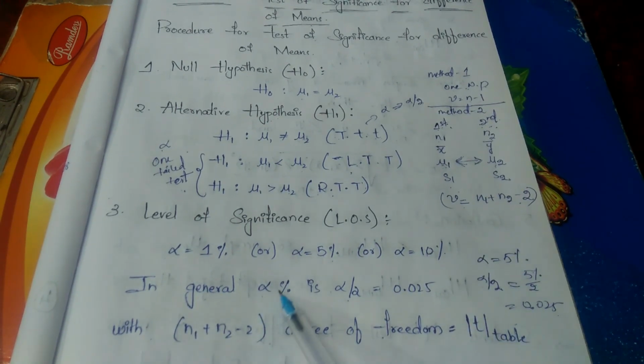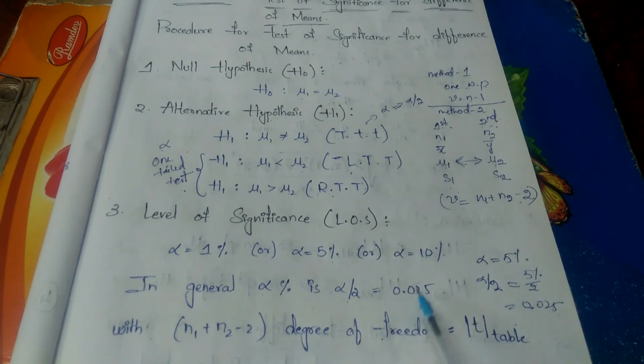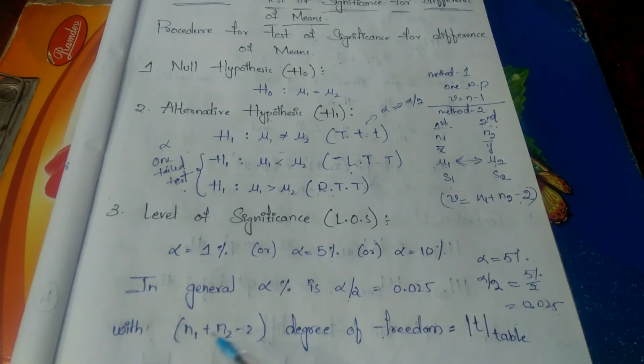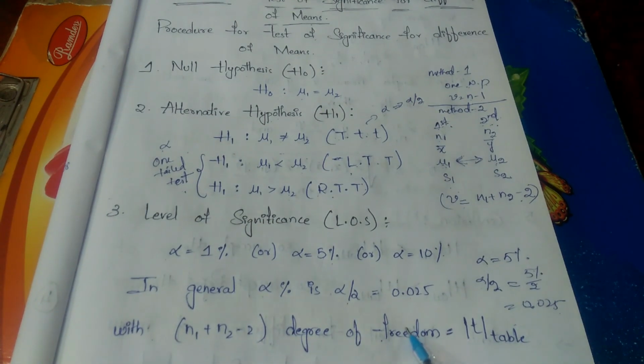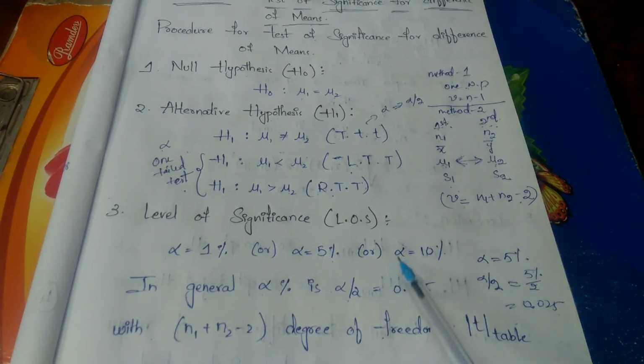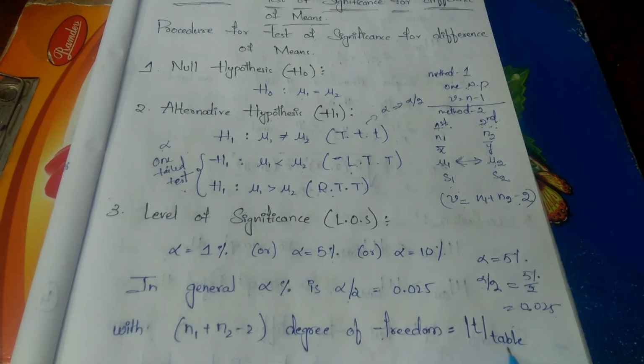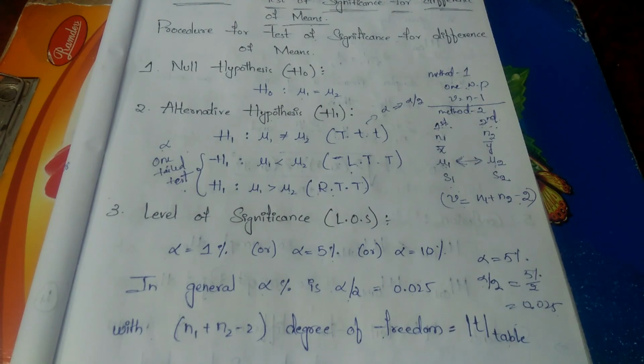So in general, alpha percent is alpha by 2, that is 0.025, with n1 plus n2 minus 2 degrees of freedom. Based on the alpha value and this degree of freedom nu value, we will find out the table value. So this is under the level of significance.